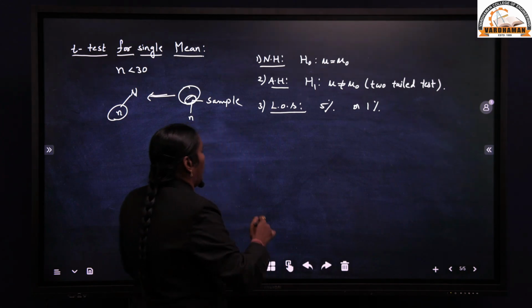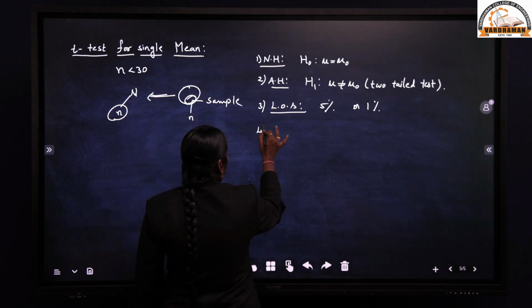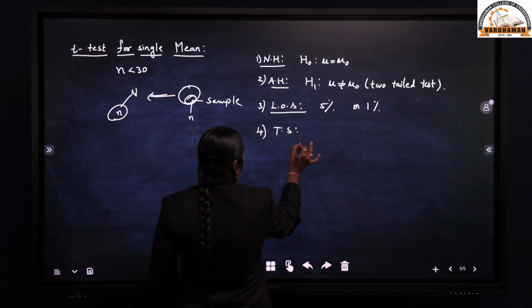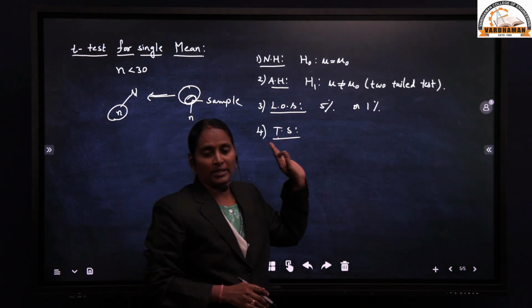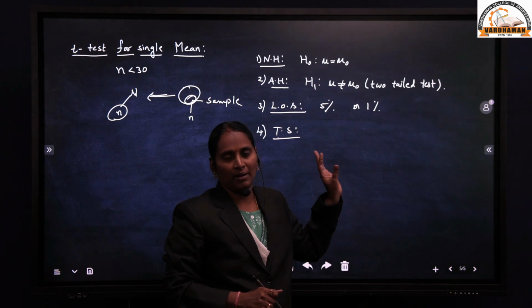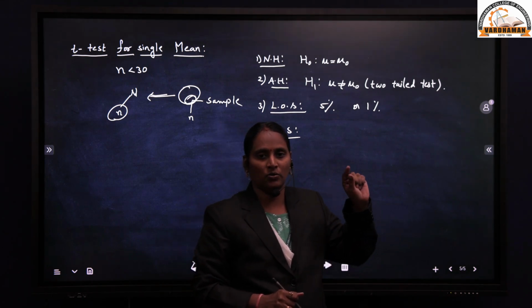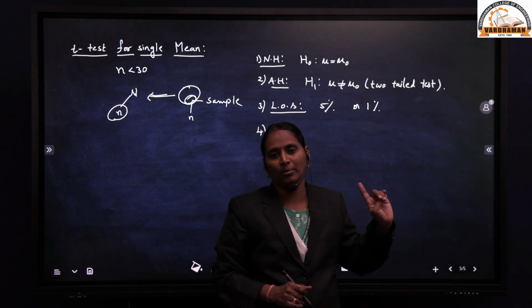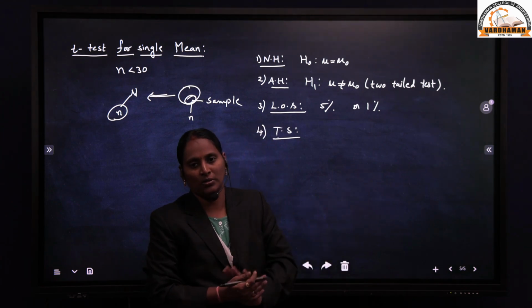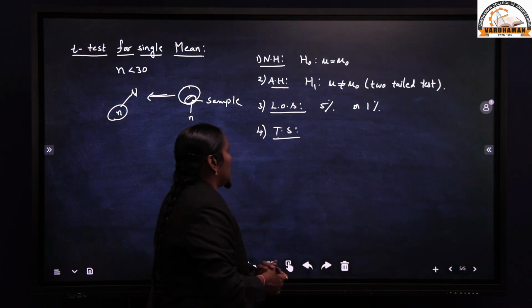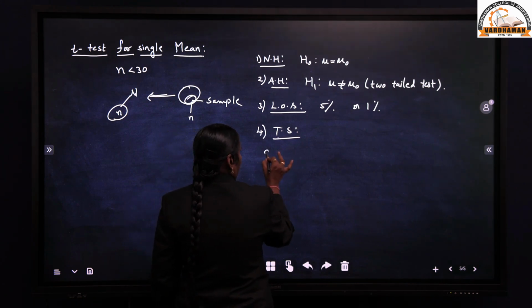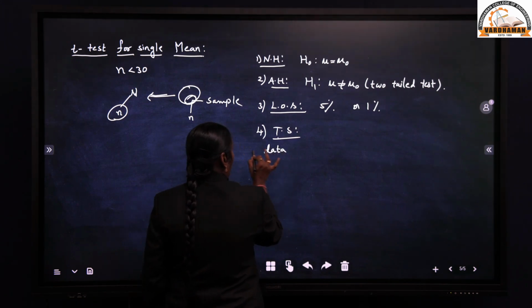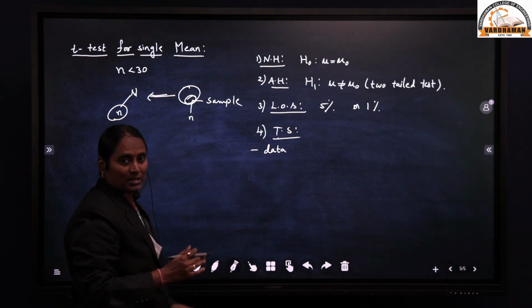Now let us see the fourth step, the test statistic. We are going to discuss the t-test for single mean. Single mean means that as per the given sample, only one mean is there in the problem; then only we consider the problem as single mean. Now in the given problem, if the data is there, what do I mean by data? It means sample data.